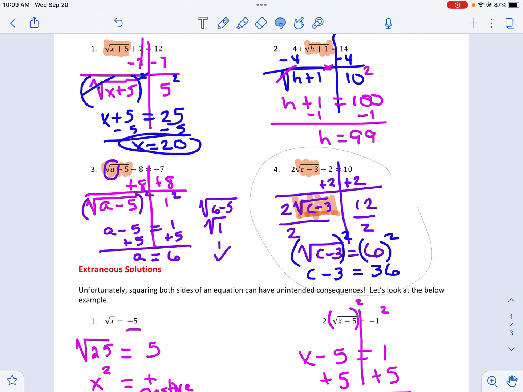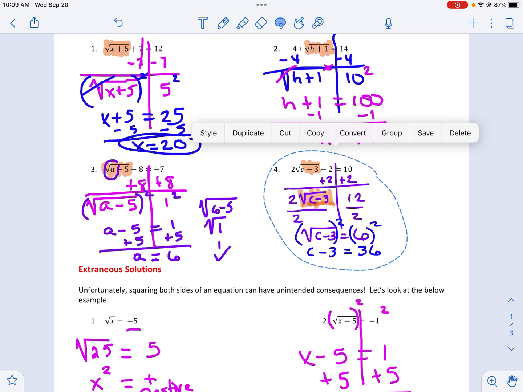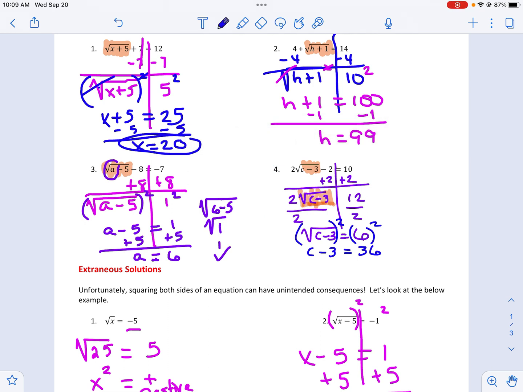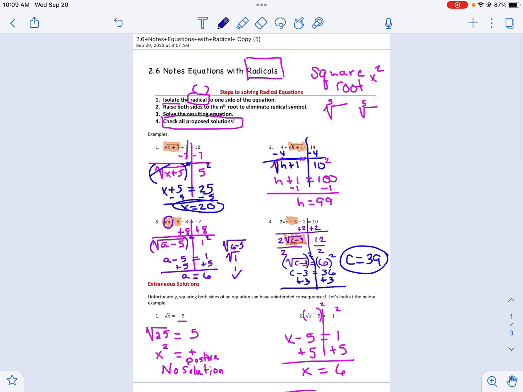Let me make it just a little bit smaller so that we can show that last step. So we're going to go ahead and add the 3. That's going to give me c is equal to 39. And there's my solution.